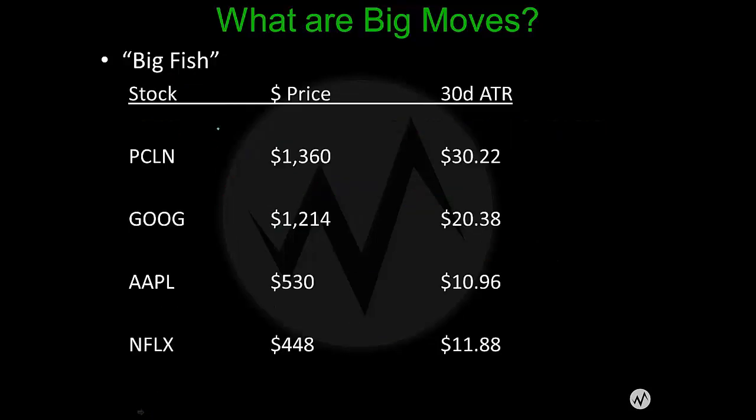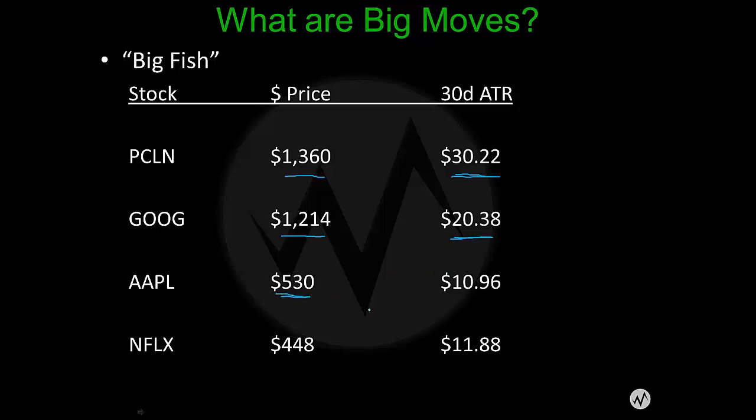Okay, let me show you in the form of a diagram here. The big fish, again, Priceline. Its stock price is $1,360. Its 30-day average true range is basically reflecting how much the stock can move in one day. This is a 30-day average. Priceline has been moving on average between the high of the day and the low of the day, roughly $30. Google, its price is over $1,200. Its average true range, over $20 per day from high to low.